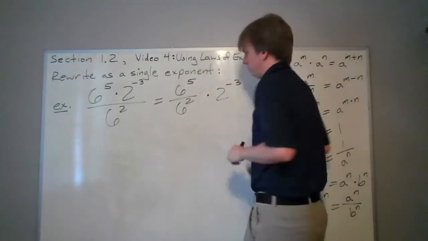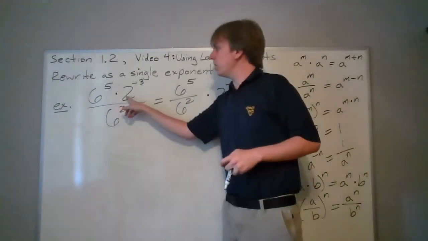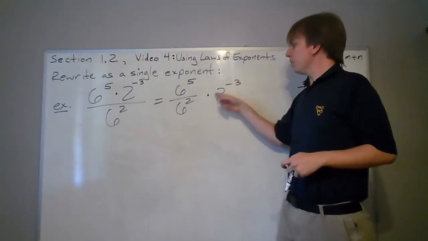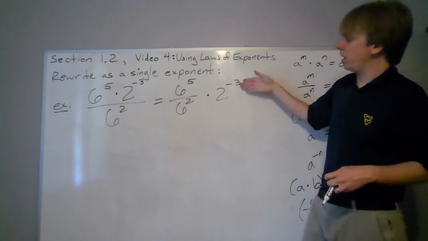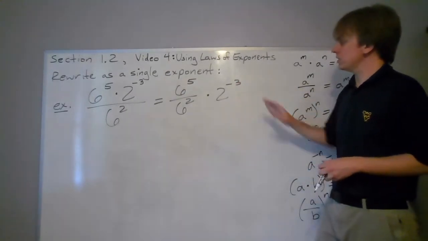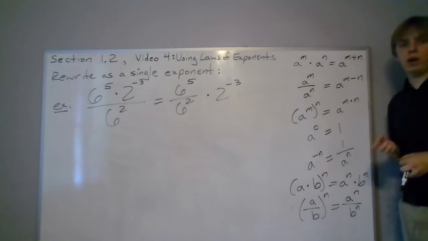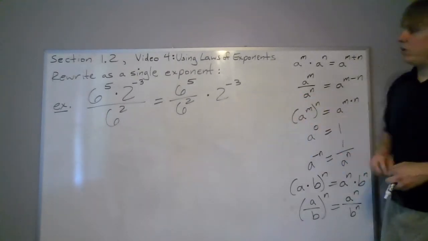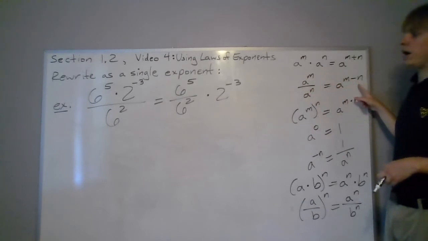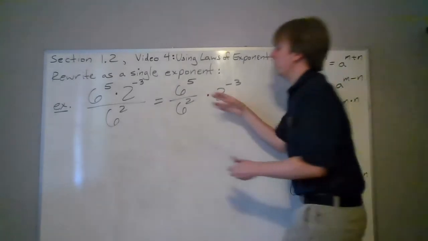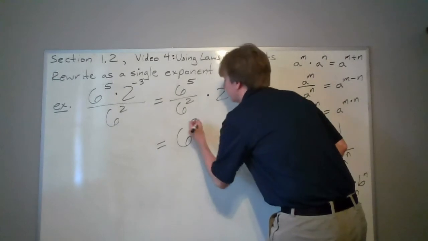So just to make sure we're not cheating here, anything that's multiplied should be in the numerator. Anything that's divided should be in the denominator. If you wanted to, you could rewrite this guy as 2 to the minus 3 divided by 1. I don't think it's really necessary. I'm just going to leave it like that. Okay, so now again you should have some ideas of how we can proceed from here. 6 to the 5 divided by 6 squared looks an awful lot like this rule, where we're going to be subtracting the two powers. So if I rewrite the left side, 6 to the 5 minus 2, 5 minus 2 would be 3.